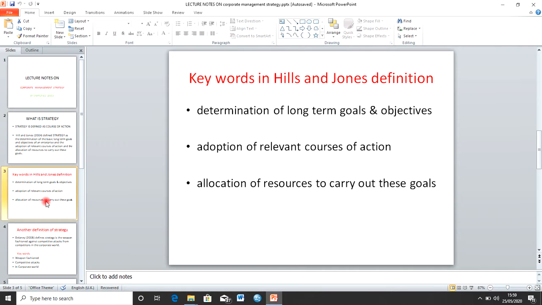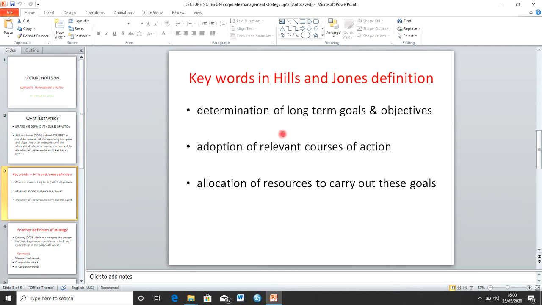Determination of long-term goals and objectives, that is, trying to get to your long-term goals and objectives as an organization. Then adopting relevant courses of action, that is, you are not just going to be acting, you are going to be taking relevant actions that will make you achieve the goals, and then allocation of resources to carry out these goals.